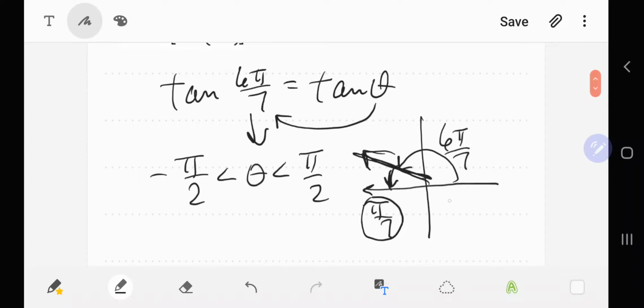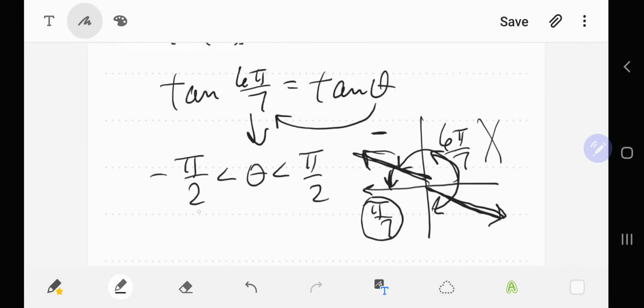So notice that we need the inverse tangent to be in the range from negative pi over 2 to pi over 2. And we know that 6 pi over 7 is going to produce a negative value for tangent. And so that eliminates quadrant 1, because quadrant 1 would produce a positive value for tangent. So our only option is that we need an equivalent angle to be in quadrant 4.